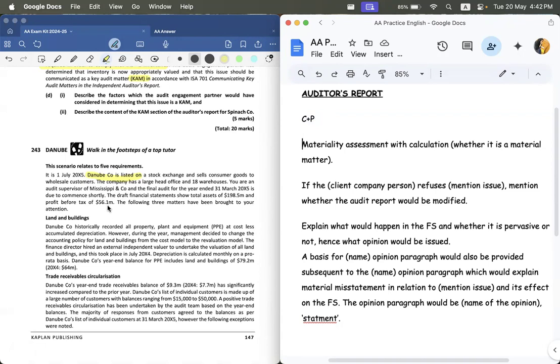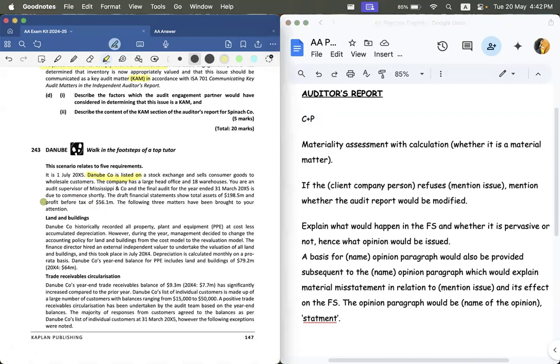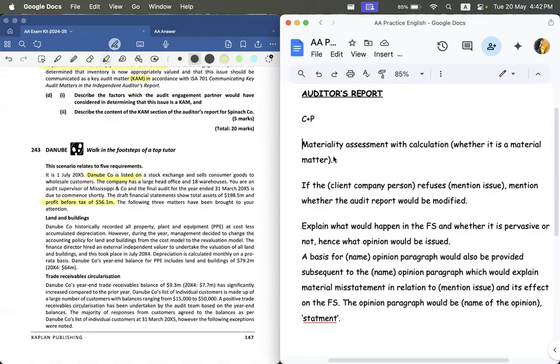Okay. So in the question, if you look into it, they have mentioned the PBT here. So you're going to calculate 5 percentage of that PBT, and then you're going to compare it with the amount that is being given in the question. So that is the second in the auditor's report. Clear? That is the materiality calculation, and you're going to conclude whether or not it is material. Clear?